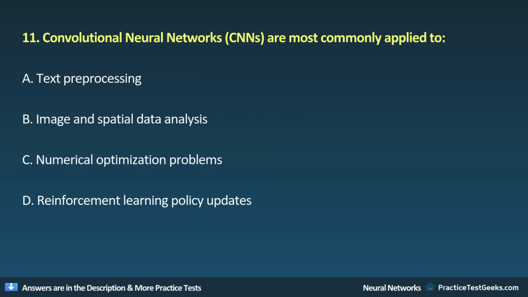11. Convolutional neural networks, CNNs, are most commonly applied to A. Text preprocessing. B. Image and spatial data analysis. C. Numerical optimization problems. D. Reinforcement learning policy updates.